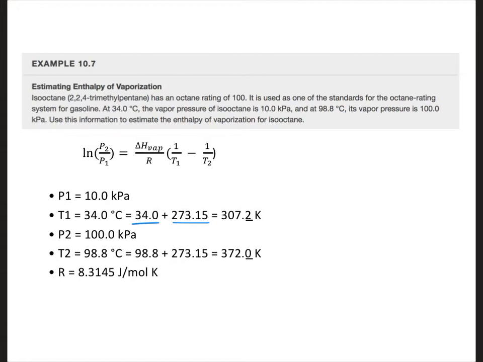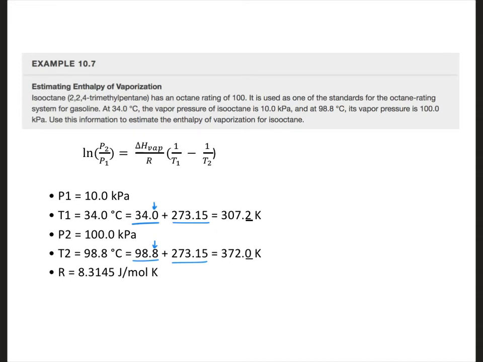We know that the second pressure is 100 kilopascals. We know the second temperature is 98.8. Again, we're going to take 98.8, add it to our conversion factor to get to Kelvin. If we remember our rules for sig figs, when we do addition, we're looking for the least number of decimal places. Looks like the 10th place in both of these. If you had just used 273, then it would have been the ones place. So it's helpful to use the 0.15, 273.15, because that's going to give you more significant digits to play with in your answers.